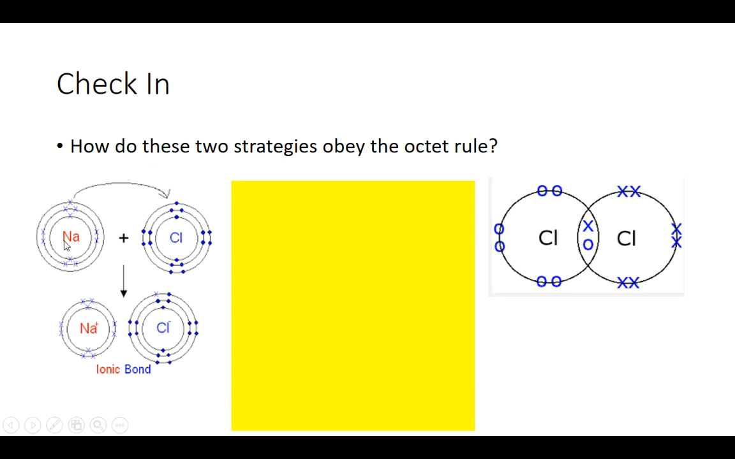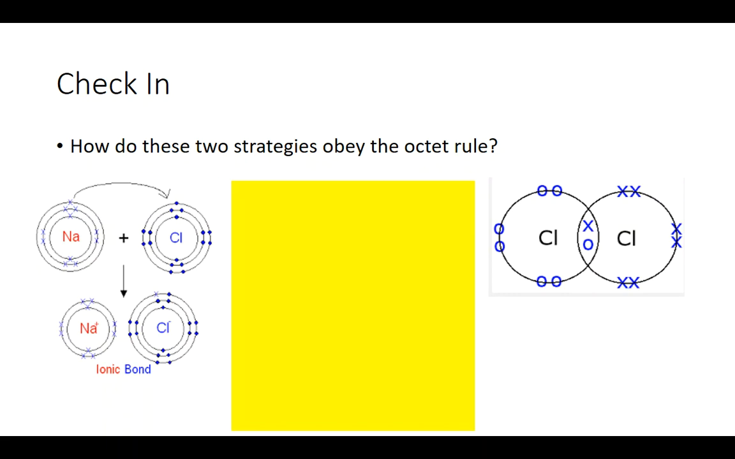The one on the left is where sodium and chlorine get into a fight, chlorine steals. The one on the right is where two chlorines get into a fight and they both end up having to share. On your paper, I need you at the very bottom to write down in your words, not mine, how do these two strategies help the atoms to obey the octet rule? Please pause the video and answer that now.